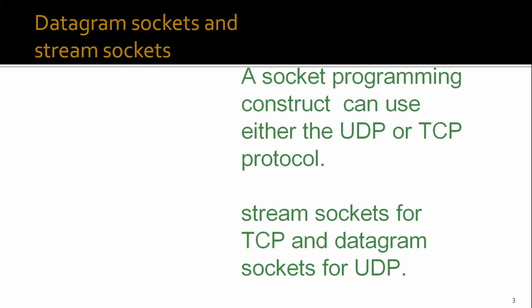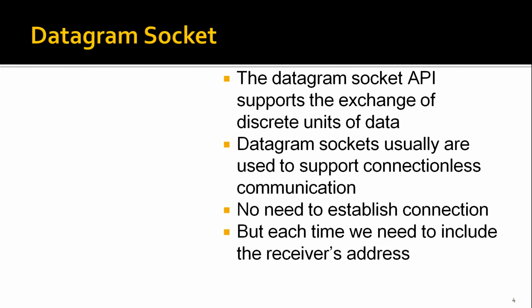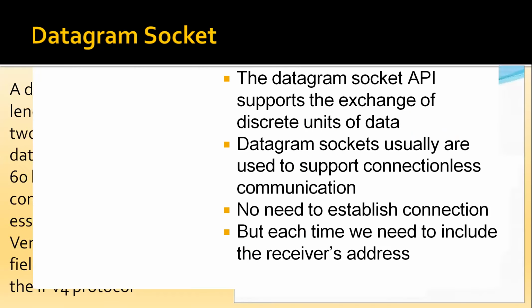Datagram sockets and stream sockets. A socket programming connection can use either the UDP or TCP protocol. Stream sockets use TCP and datagram sockets use UDP. The datagram socket API supports the exchange of discrete units of data. Datagram sockets are usually used to support connectionless communication. There is no need to establish a connection, but each time we need to include the receiver address.